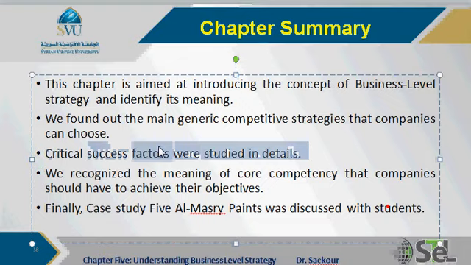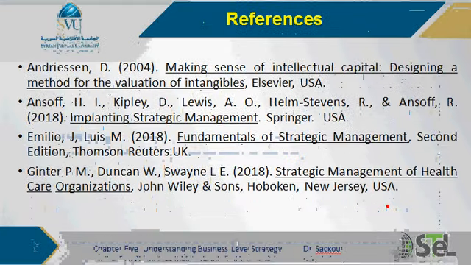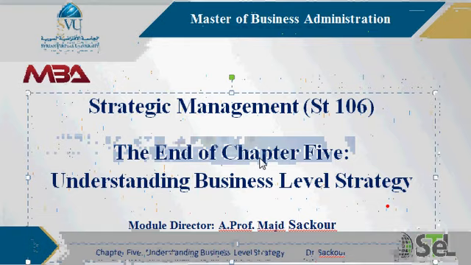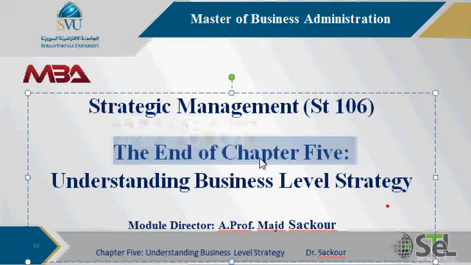That's all for today, for chapter number 5. We are at the end of chapter 5, understanding business level strategy. We mentioned the references. Thanks again for listening with us, and we will go ahead to chapter number 6, where we're going to talk about strategic choices over two sections as well.